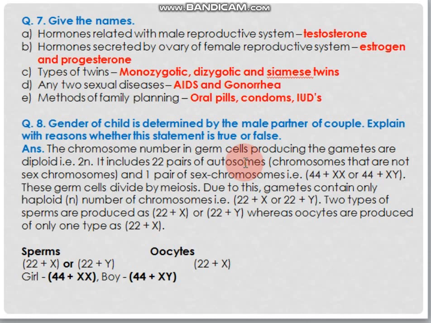Again, ये जो hormones के नाम पूछे हैं and different things have been asked. Types of twins, sexual diseases, family planning methods. All this you can just write. The answers are given in red. Okay, the red ones are the answers. So write down in your notebook.